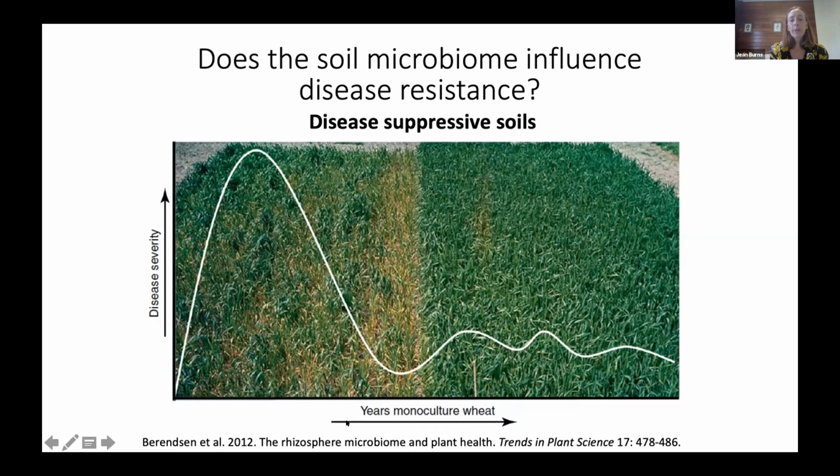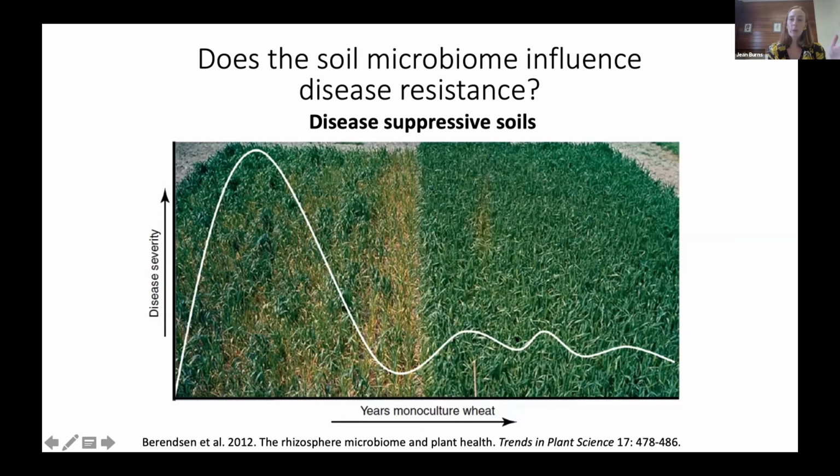So that's what you see in this figure. This is years of monoculture. So on the right is crops that have been in monoculture for longer, and this is disease severity on the y-axis. So you can see when the wheat crop has been in monoculture for only a few years, there's a great deal of take-all disease, so high amounts of disease symptoms.